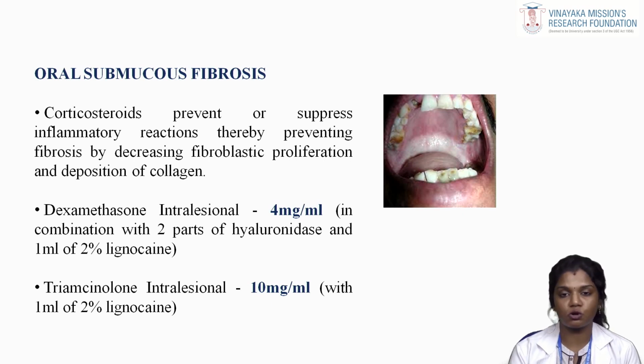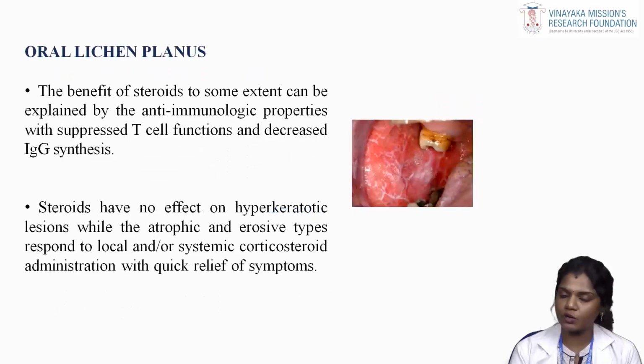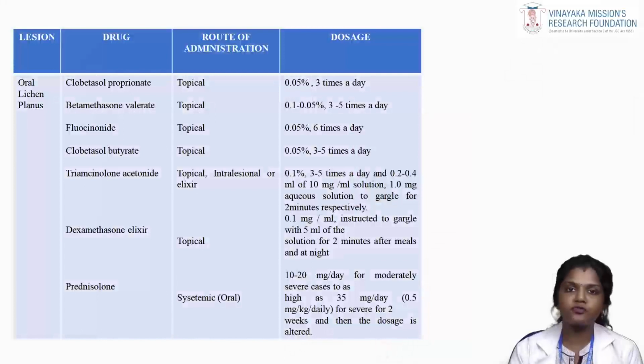And triamcinolone can also be administered intralesionally in the dosage of 10 mg per ml with 1 ml of 2% lignocaine. Moving on to oral lichen planus, the benefit of steroids to some extent can be explained by the anti-immunological properties with the suppressed T cell functions and decreased IgG synthesis in case of oral lichen planus. Steroids have no effect on hyperkeratotic lesions, while the atrophic and erosive types respond to the local or systemic corticosteroid application. In case of oral lichen planus, various types of steroids are used either systemically or topically.